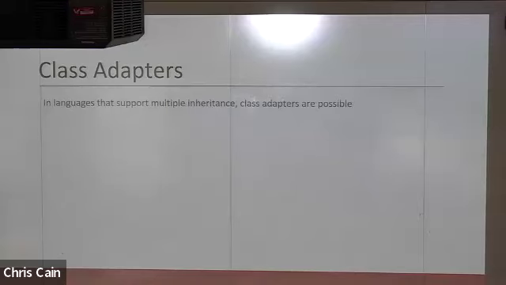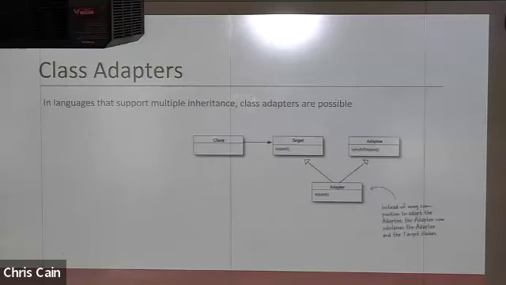So in languages that do support multiple inheritance, class adapters are possible. We're able to do something like this. This UML is not possible in Java, but it is possible in languages that support multiple inheritance. This is where the adapter would be placed, and your adapter could extend both the target and the adaptee to be able to work with both of them at the same time in the same code without having to use composition at all.